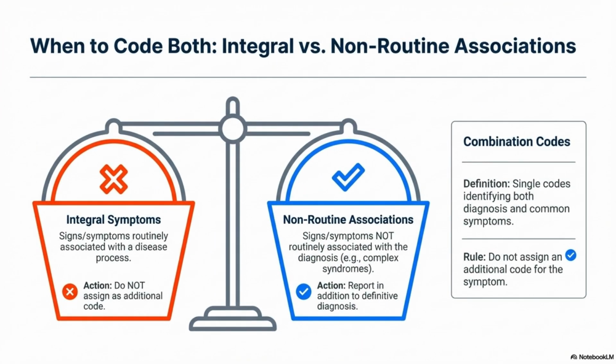Now, there are times when we code both the diagnosis and the symptom, but only when the symptom is not routinely associated with the condition. Think of it this way: some symptoms are expected. They're part of the disease process. We don't code those separately. Other symptoms are unusual or not typically linked to the diagnosis. Those should be coded in addition. And then we have combination codes, which already include both the diagnosis and the common symptoms. When a combination code exists, we don't add the symptom again. So the key is understanding what's routine and what's not.